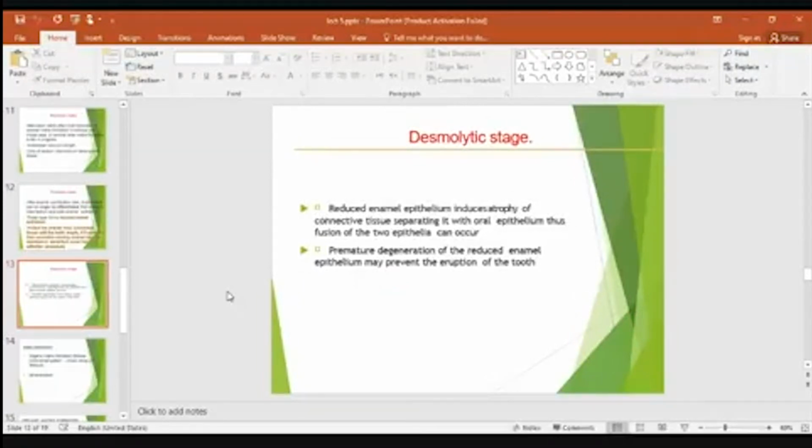The ameloblast passes to the last stage, which is what we call the desmolytic stage. In the desmolytic stage, what happens? The reduced enamel epithelium induces atrophy of the connective tissue. Pay attention please. The reduced enamel epithelium induces atrophy of the connective tissue surrounding the tooth and separating it from the oral epithelium. Thus fusion of the two epithelia can occur.